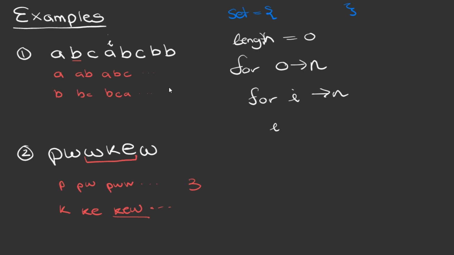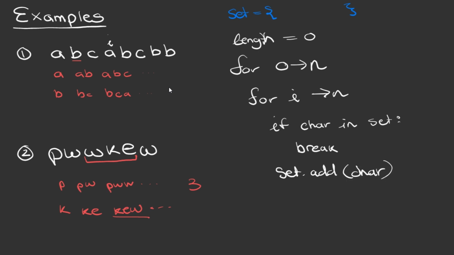So if we've seen a character before, that means it's going to be in the set. So if character is in the set, we can just break out of this loop. Otherwise, we're going to add the character to the set because we haven't seen it before. So set.add the character. And we're also going to need to verify the new maximum length if it has updated.